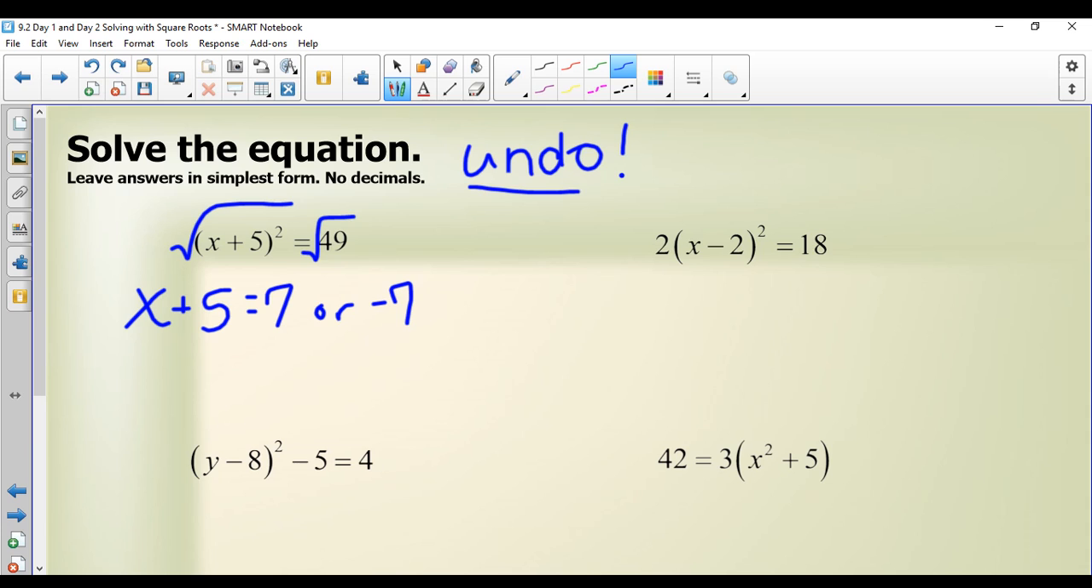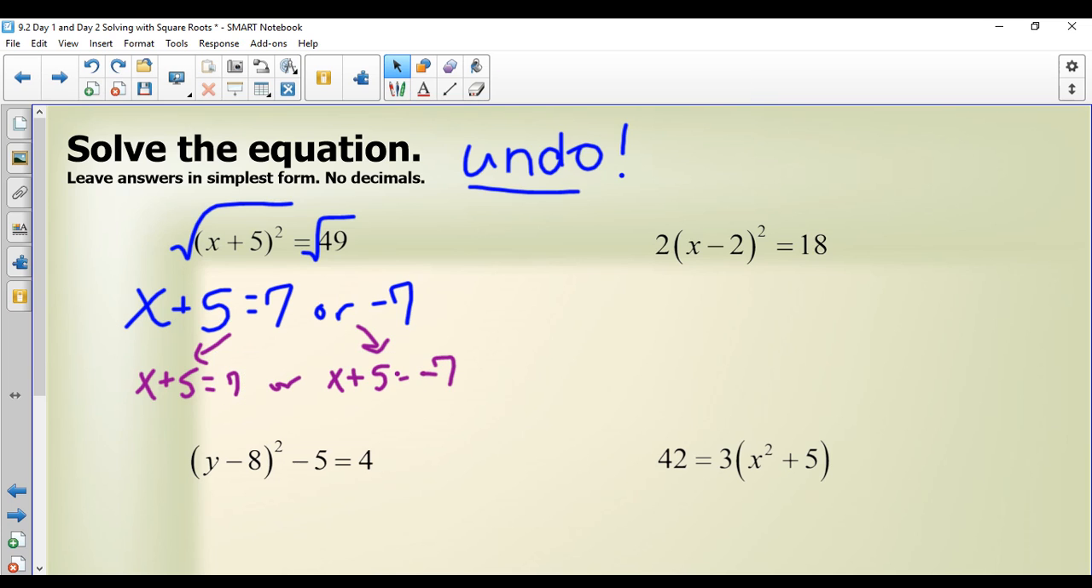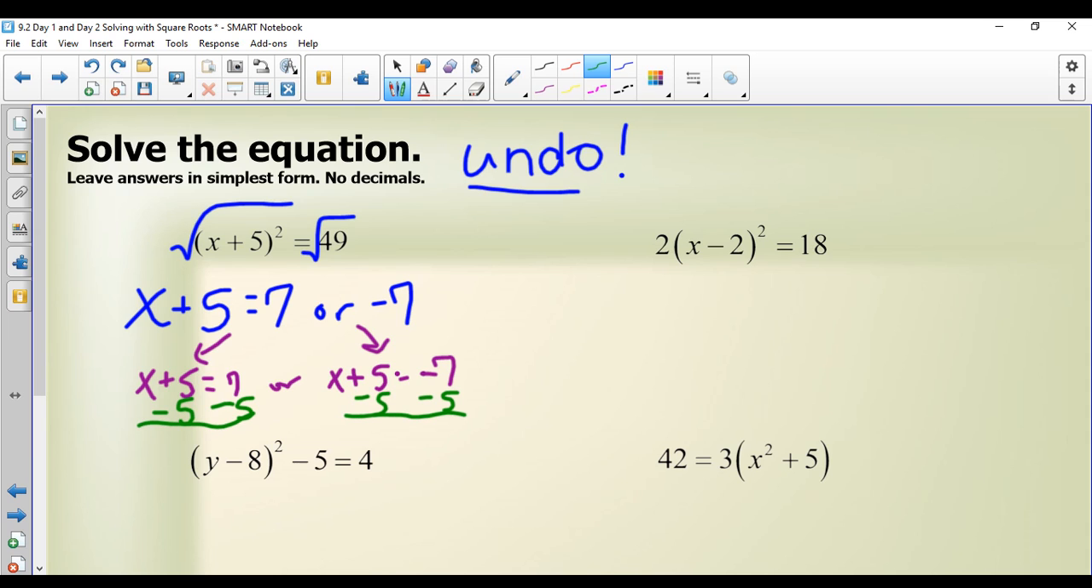And so what we're going to see is this yields two equations. We have x plus 5 equals 7, or we have x plus 5 equals -7. So that's the whole goal with undoing. Now, a little bit more than we did the other day, we are going to simplify or finish the rest of this equation. So we're going to undo our plus 5 in both equations and find our solution.